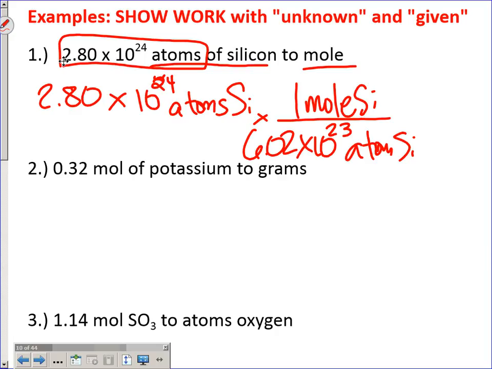Okay, will our atoms cancel? Are there atoms on top and bottom of a fraction? Yes. Atoms of silicon cancel. Pull out that calculator. I want to see you calculating because I know you sometimes don't put your parentheses and it causes issues in calculation. So what you would be putting in your calculator is parentheses, 2.80 times 10 to the 24th, parentheses, divided by, parentheses, 6.022 times 10 to the 23rd, parentheses.